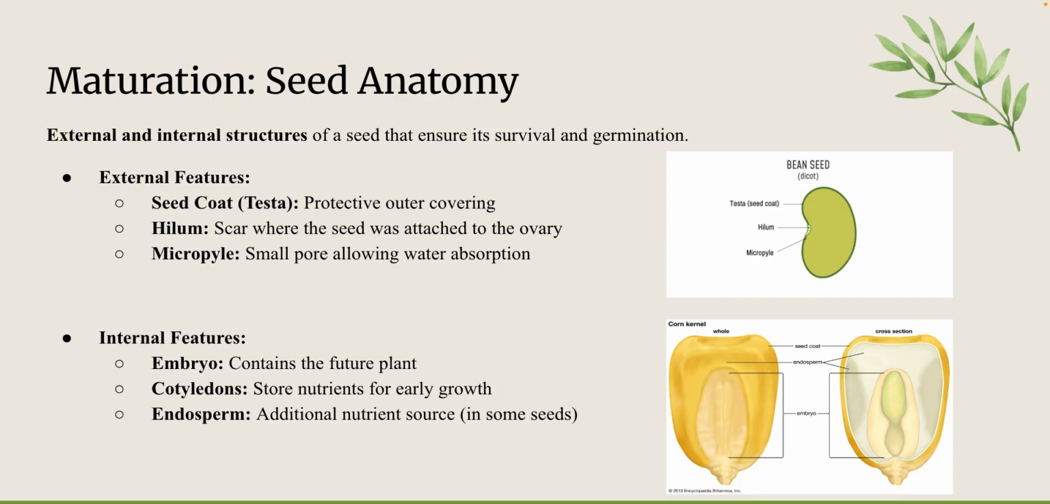After maturation, the seed's anatomy is made of structures that can ensure its survival and germination. These structures include external features such as the seed coat for protective outer covering, the hilum, and the micropyle, which allows water absorption, and internal features include the embryo that contains the future plant, cotyledons, which store nutrients for early growth, and the endosperm that provides additional nutrients for the embryo.